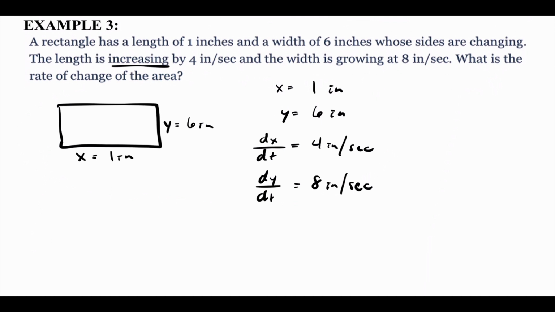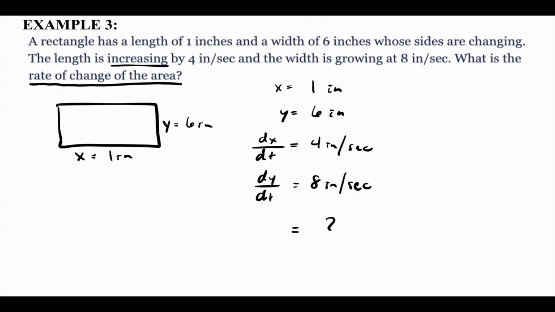Second step, what do I need to know? What is the question asking me? Rate of change of the area. How do I write that? I don't know that answer, so it's going to be a question mark. But how do I write the left side of the equation? Because isn't it a rate? Rate of change of the area. How do I write that?